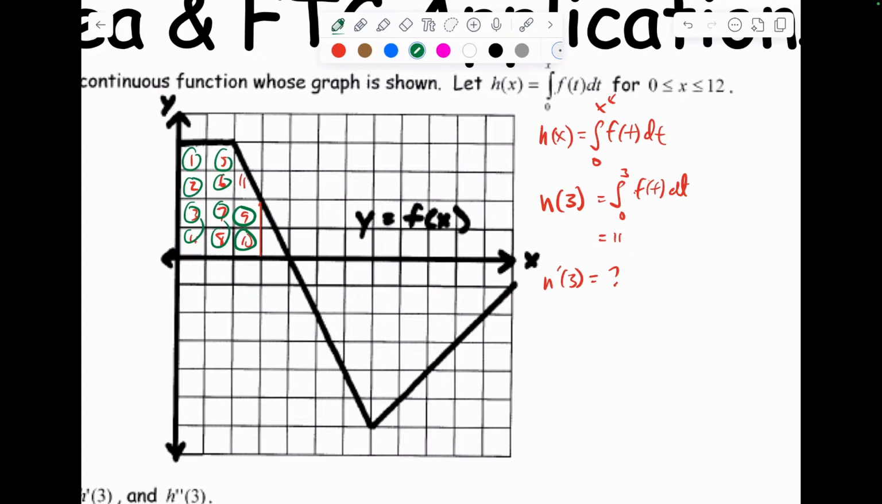Okay, let's see. Can somebody figure out what h prime of 3 is? I think Jacob knows. Jacob, you want to give it a try? 0. No. Yes. Negative 2/3. No. Hannah? 2 is correct. Good job, Hannah.